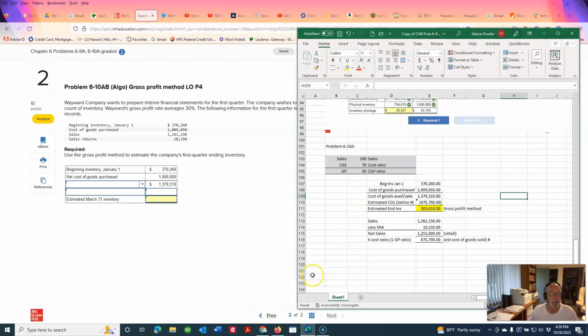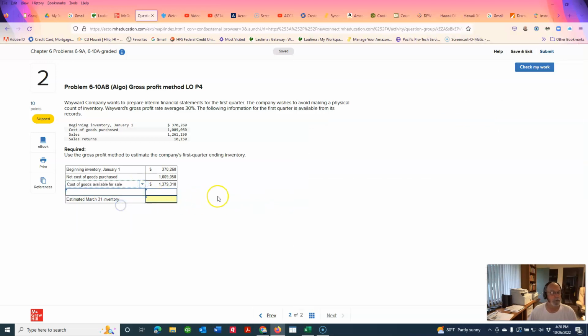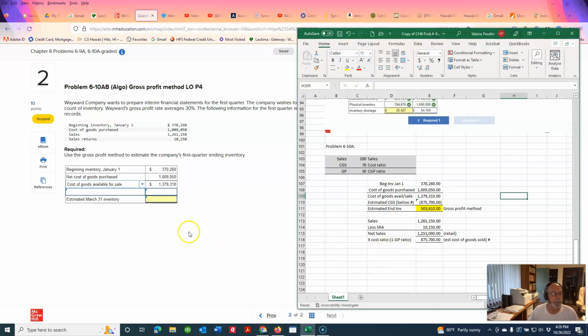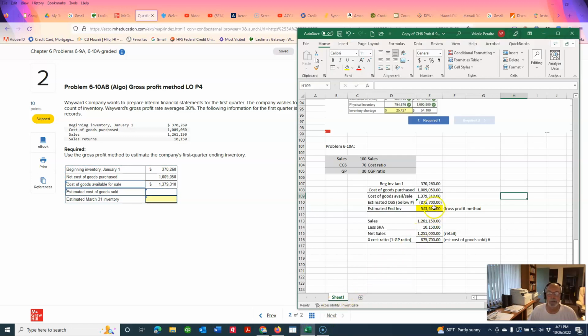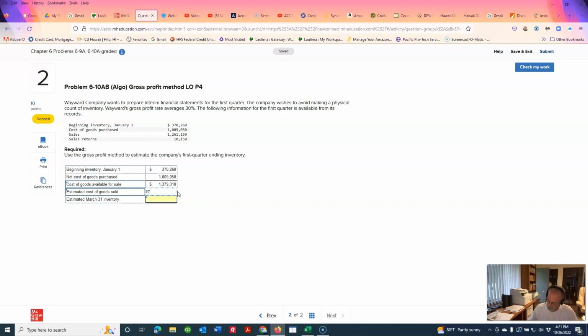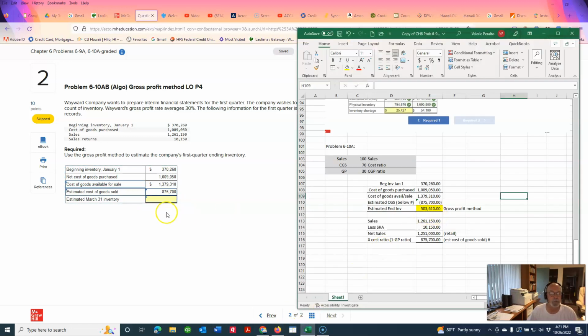And so let's get that back up here. Our 1,379,310 is our cost of goods available for sale. Cost of goods available for sale. Let's get our worksheet back. Then we want to subtract our estimated cost of goods sold. Estimated cost of goods sold, and that's going to be, again, 875,700. And finally, our estimated ending inventory is 503,610.